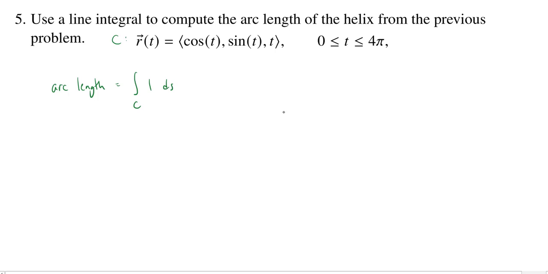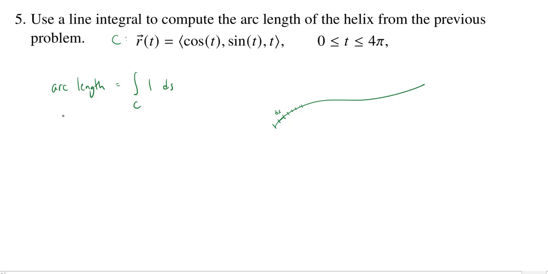You chop up the curve into little pieces. Each one of these little pieces is what we call ds, in terms of the length, and you add up all those little pieces, that should give you the whole curve. So you don't want the function to give you anything new. So we just want to integrate ds.